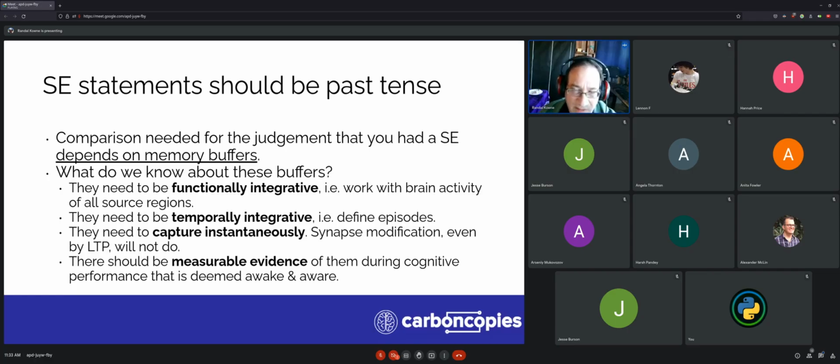There should be measurable evidence. So we're going to examine what these buffers are like, and we want some measurable evidence of the type of buffer that's there and why it should be that kind of a buffer. We want to be able to see this evidence specifically during cognitive performance that's deemed awake and aware, as opposed to the kind of cognitive performance that happens in times when you're not conscious, or when you're asleep, or when you're just focused on something you're doing, but you're not really consciously processing and not dealing with your self model. There are other states of being, and we would like to see that difference in the evidence that we use for those buffers.